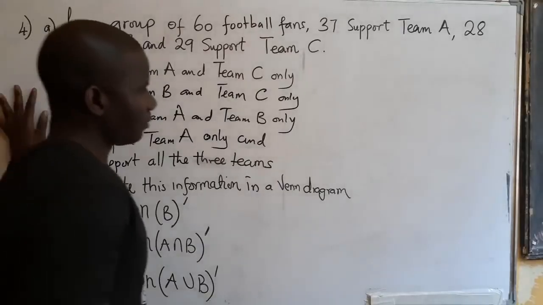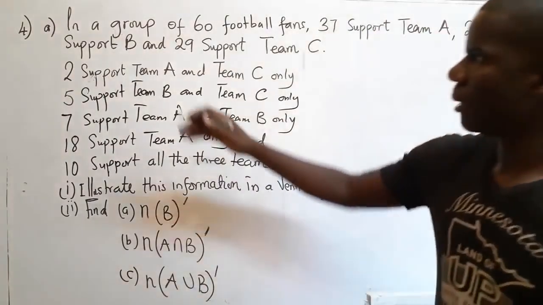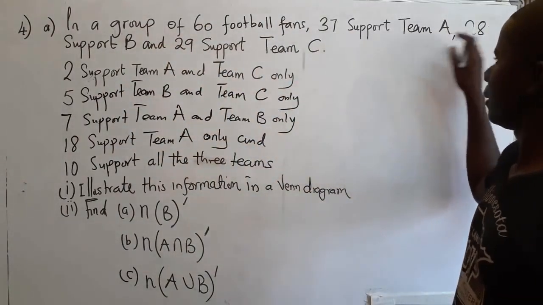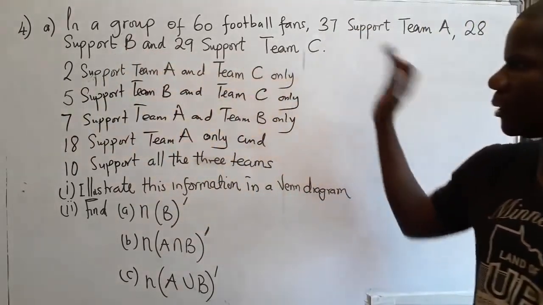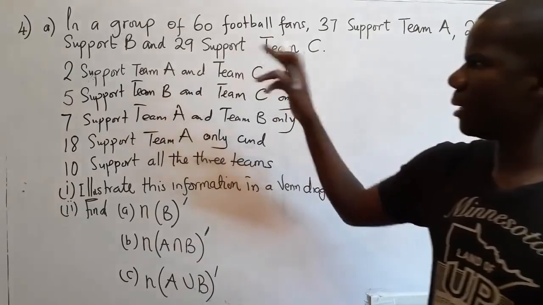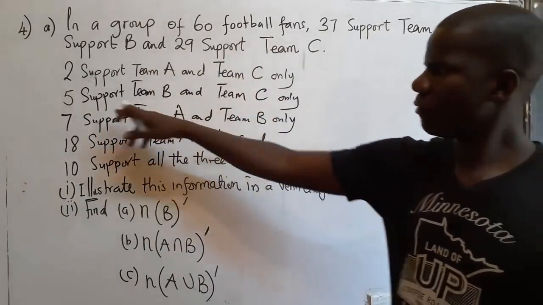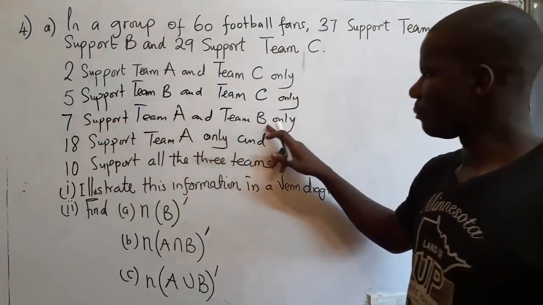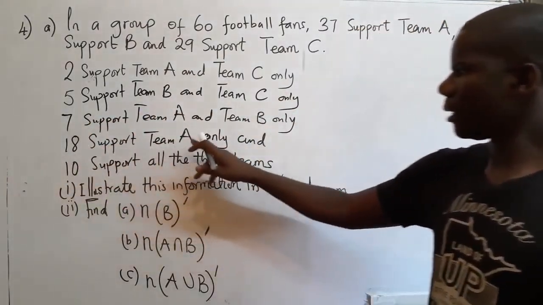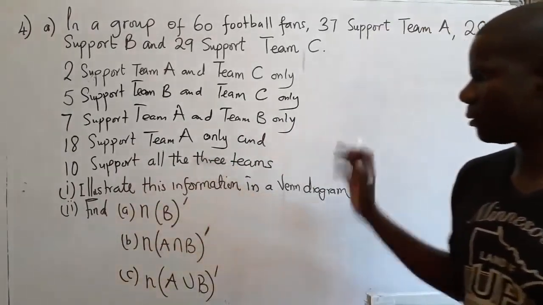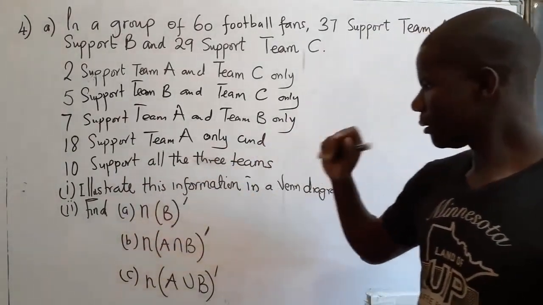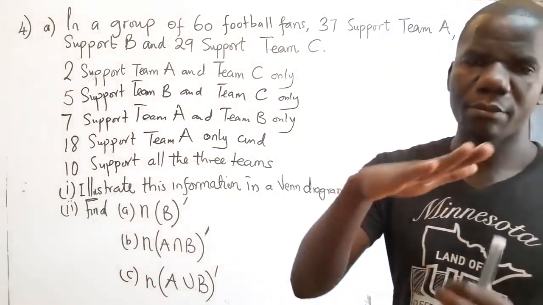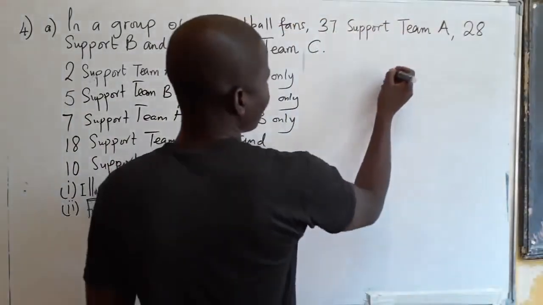Okay, now we are looking at question 4. In a group of 60 football fans, 37 support team A, 28 support team B, and 29 support team C. 2 support team A and team C only. 5 support team B and C only. 7 support team A and team B only. 18 support team A only, and 10 support all the 3 teams. Illustrate this information in a Venn diagram, then we should find these ones. So we have got 3 teams, so we are also going to have 3 sets.